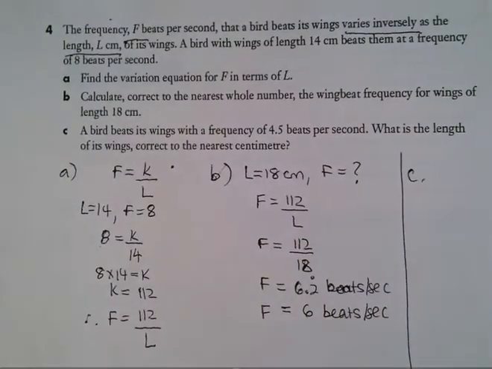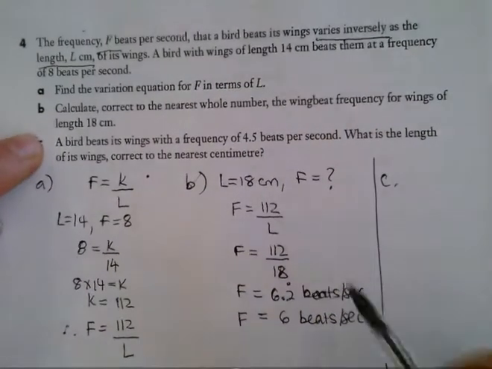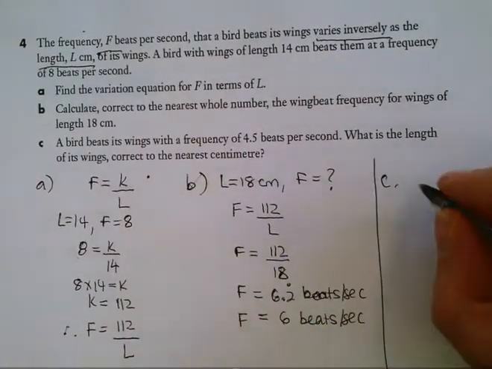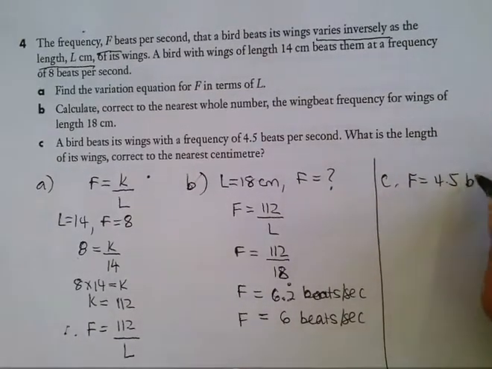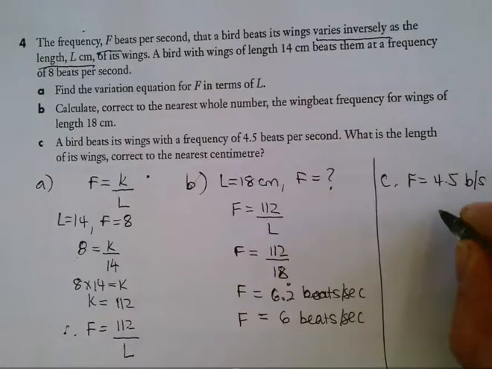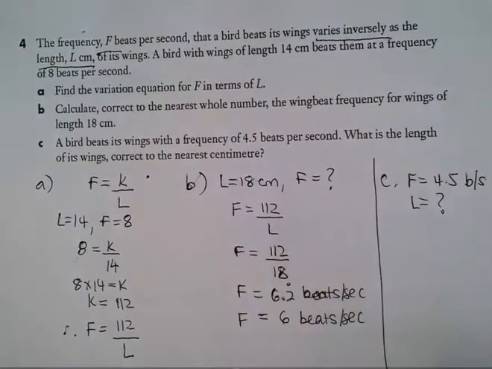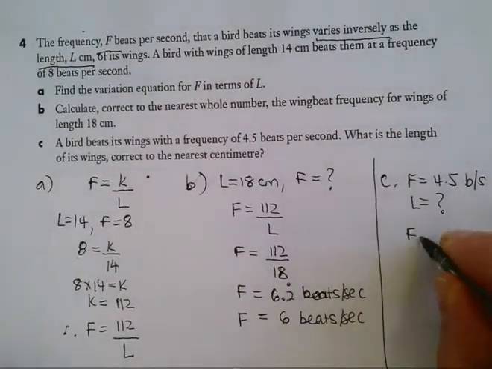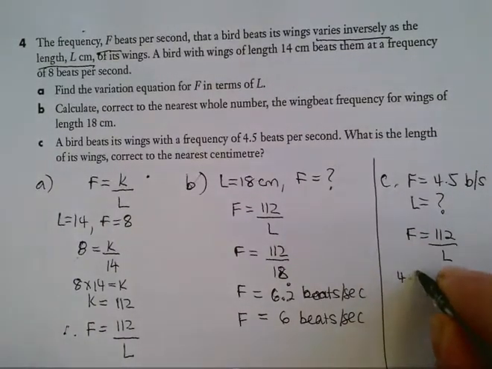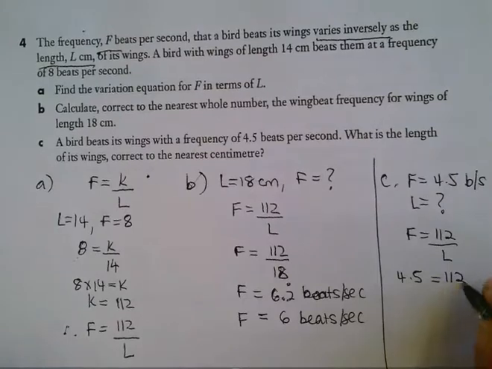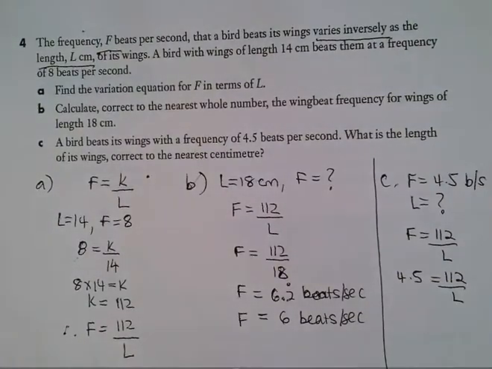And now for part C, a bird beats its wings with a frequency of 4.5 beats per second. What is the length of its wings? So the formula is F equals 112 divided by L. So we've got that 4.5 equals 112 divided by L.